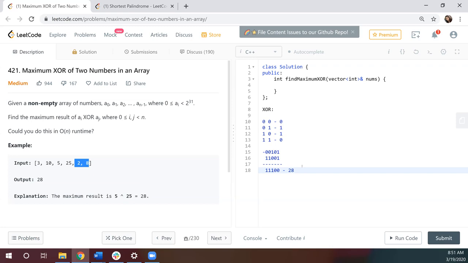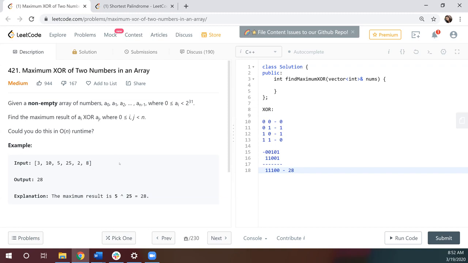What would be the brute force approach? Anything that comes to mind about brute force? Just have two loops, start from the first and try all the combinations. Yeah, like for 3, try all the combinations. With 3, we can go with 10, 5, 25, 2, 8, and just take the max of it. Always maintain a current maximum and the overall maximum. Similarly 10 with 5, 25, 2, 8. So that would be the brute force approach, and it is definitely n square.